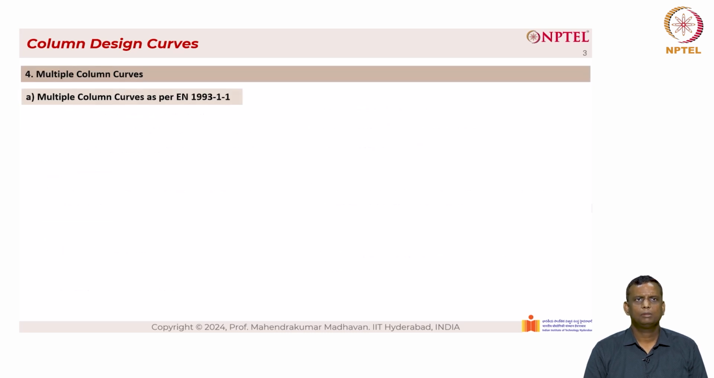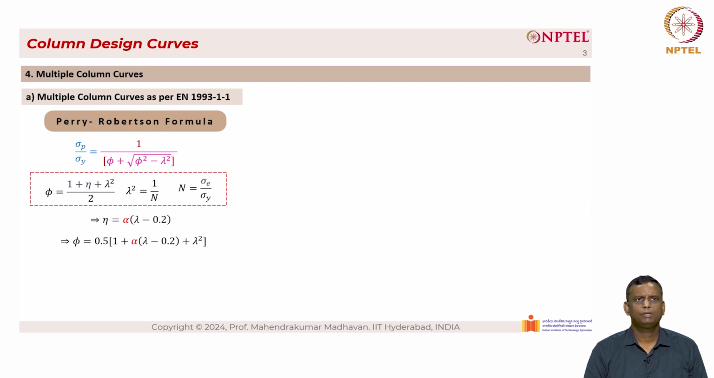Now, in multiple column curves, as per Eurocode, we have the Perry-Robertson formula: sigma p by sigma y equal to 1 by phi plus root of phi square minus lambda square, which is basically the reduction factor. Phi is given as 1 plus eta plus lambda square by 2. Lambda square is 1 by n equal to sigma e by sigma y. Eta is given as alpha into lambda minus 0.2. Phi is given as 0.5 into 1 plus alpha into lambda minus 0.2 plus lambda square.